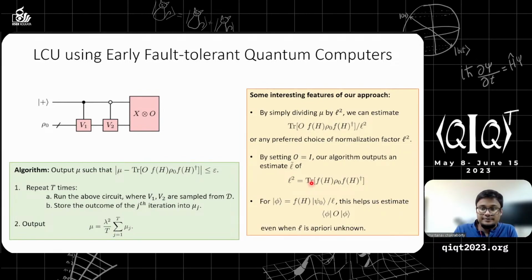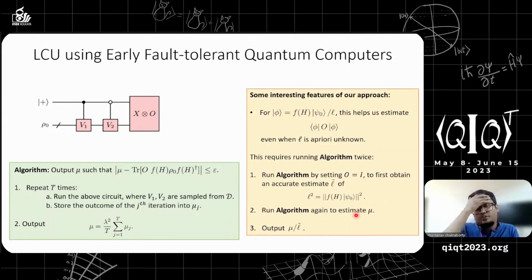Then for the whole strategy, where you want to actually estimate expectation values with respect to normalized quantum states, the whole strategy is simple. You run the algorithm twice. First, set O to be identity. In that case, you have a good estimate of the norm, and then run the algorithm again, just like I had described, and this will give you an estimate mu. Then you get 2 quantities, mu and L tilde. You take their ratio, and this ratio is going to be close to the expectation value you want to estimate, right?